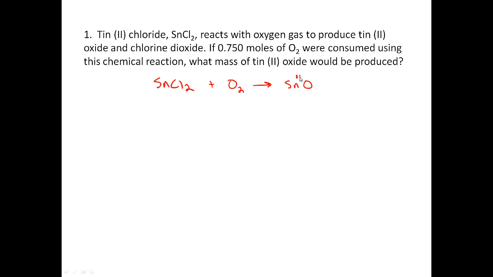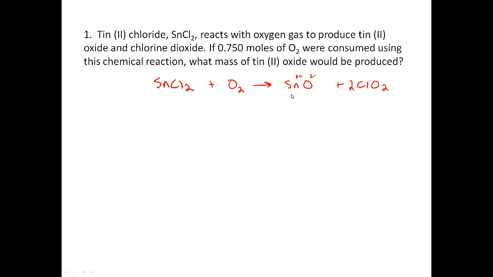Let's just make sure that the charges balance out there. Okay, 1 to 1, that's great. And then chlorine dioxide. So 1 chlorine, 2 oxide. Let's make sure we're balanced here. Looks like we got 2 chlorines on the left, 1 on the right. Let's put a 2 there. Now we got 4 oxygens, 5 oxygens. We got 2 oxygens there. That's not going to work.